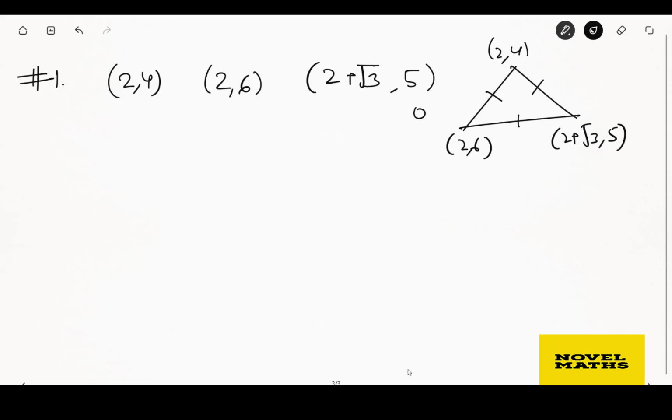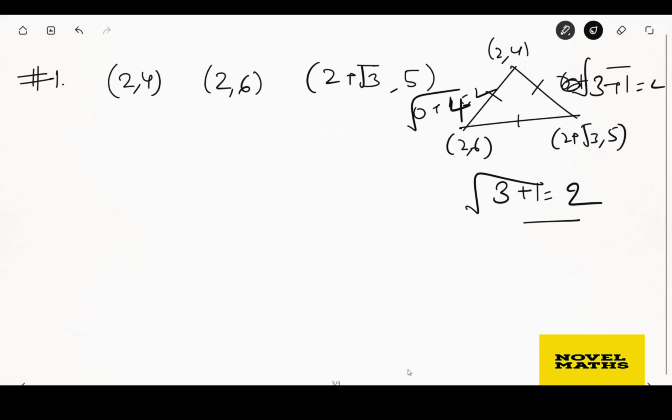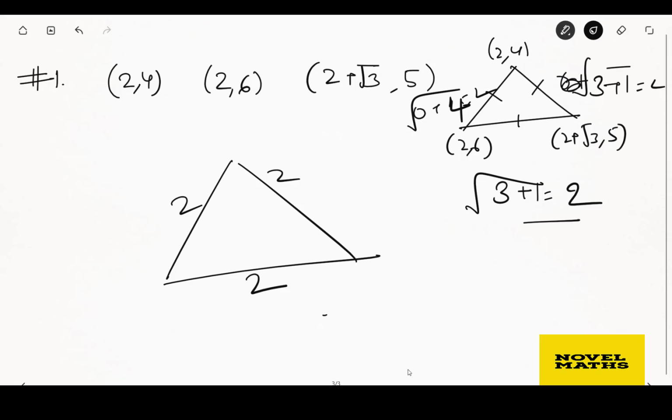2 minus 2 is 0, plus 2 square is 4, that is 2, and this is 0 plus 3 plus 1, this is also 2, right? It is x2 minus x1 square plus y2 minus y1 square under root. So this is 3 plus 1, this is also 2. So the length of each side is 2, 2, 2. So all these points are part of an equilateral triangle.